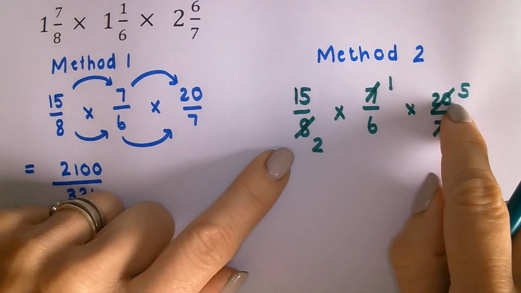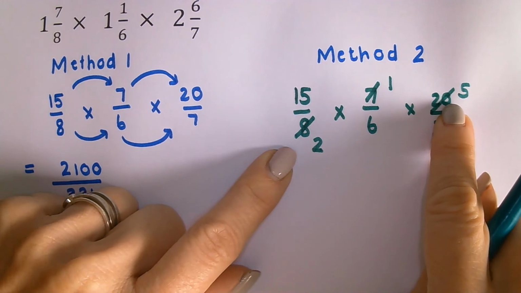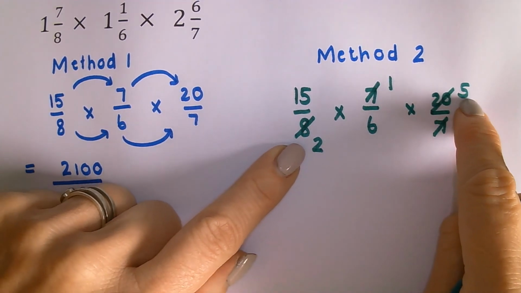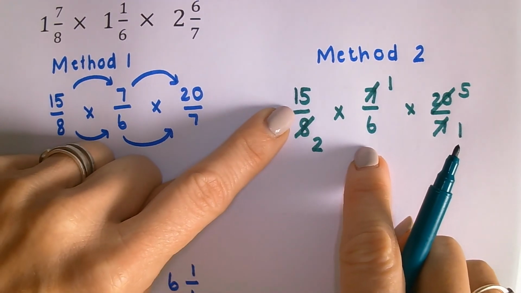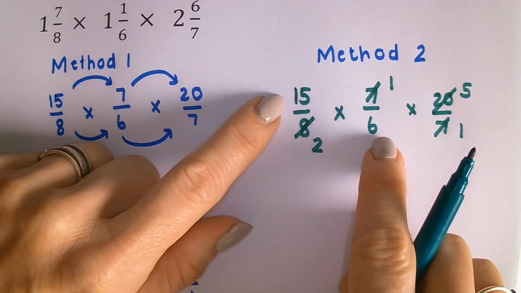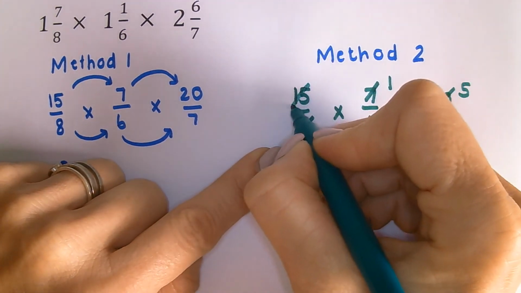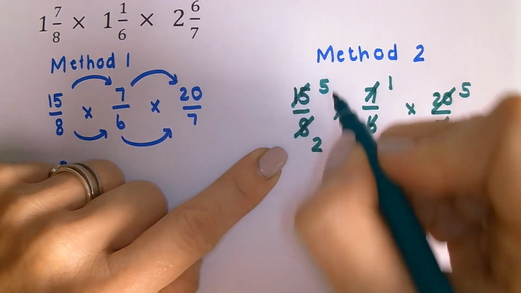Now you'll notice that it is quite far away from each other, but I'm still working with the numerator and the denominator, so it doesn't matter. Okay. All right, and then I've got the 15 and the 6. And if you know your 3 times table, you'll notice that it goes into both of them. 3 goes into 6 twice, 3 goes into 15 5 times.